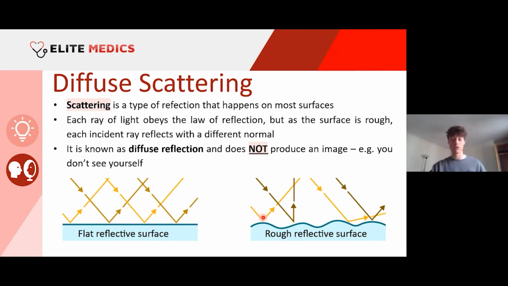Likewise, you can't produce an image if you have a rough surface, because then you have light rays being reflected in all directions, and all the information that was in the incoming light rays is lost because it loses all this structure. So that's why you can't see yourself.